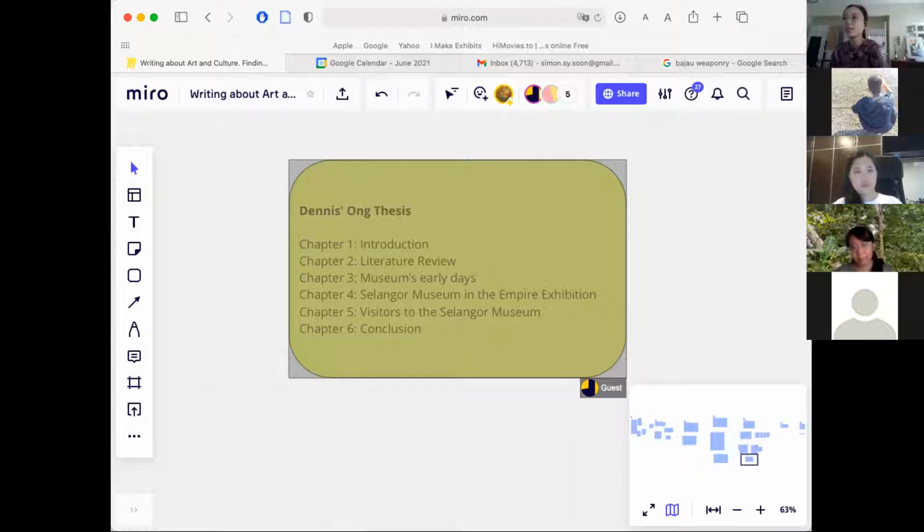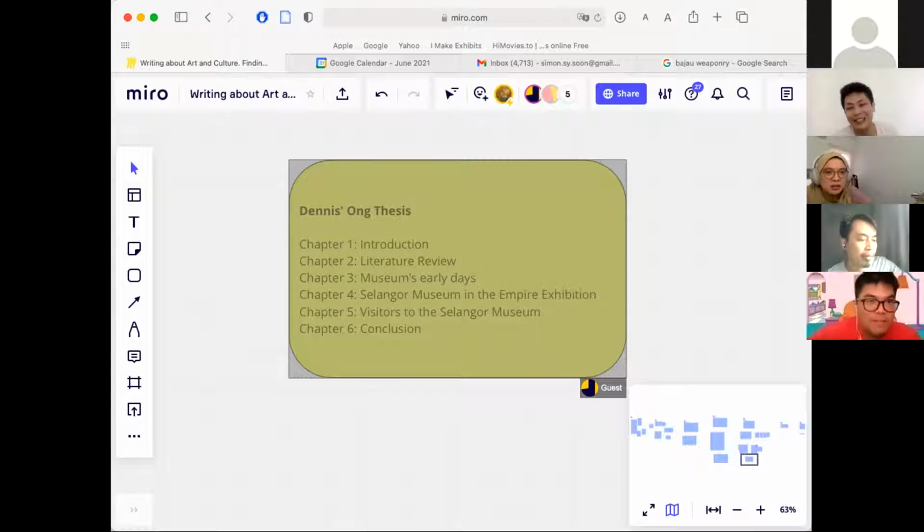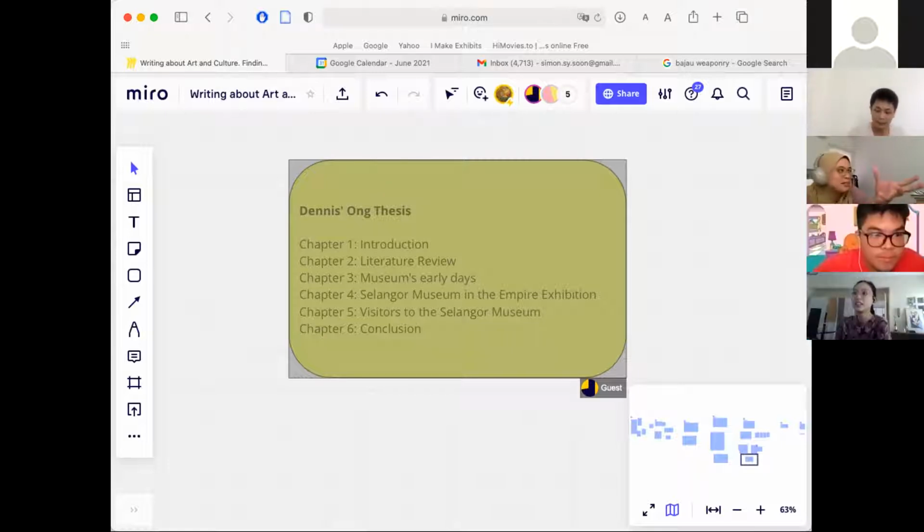Then thesis statement maybe. It belongs to the time where we didn't have that kind of emphasis. Oh, I see. Actually, what's this Empire Exhibition? Actually, I don't know. What's this? Just one sentence. What is Empire Exhibition? I'm Googling.